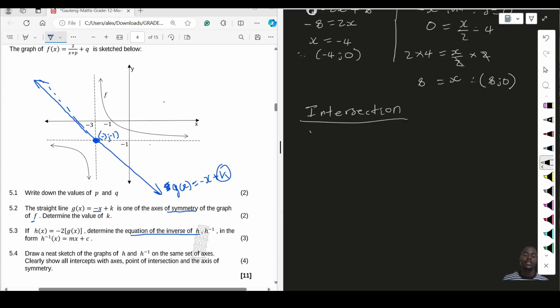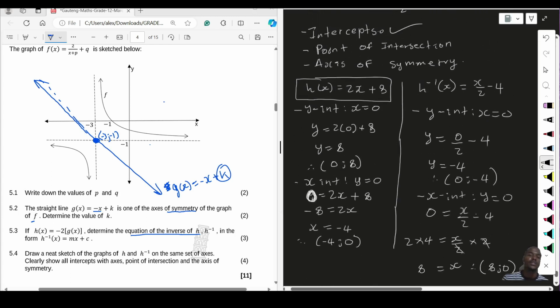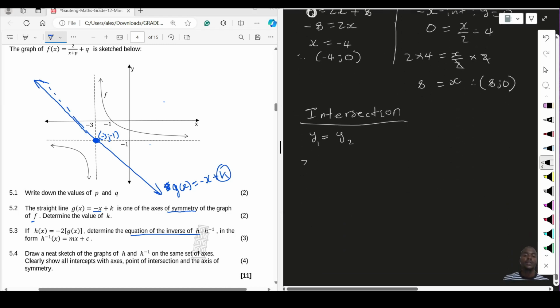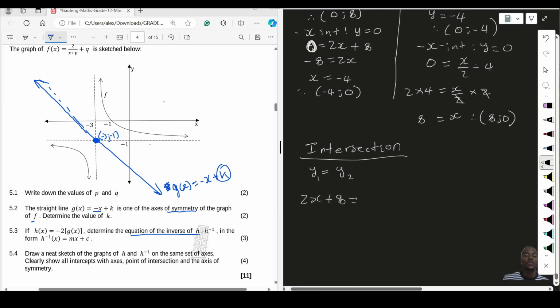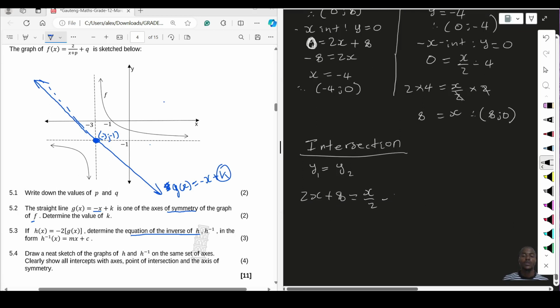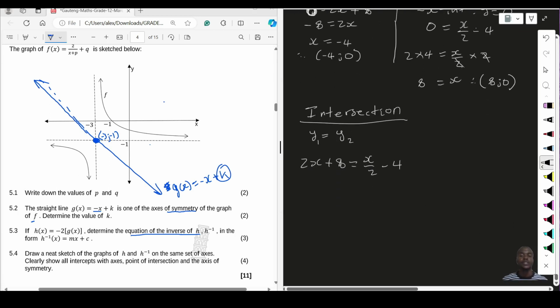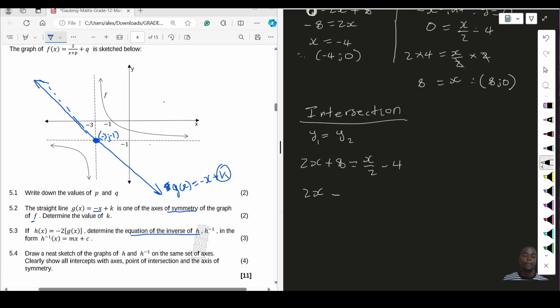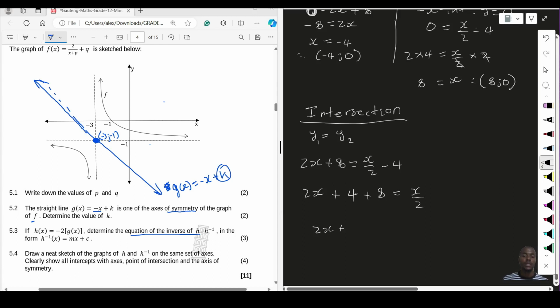For intersection, I can say y1 is equal to y2. So the first one is 2x plus 8 is equals to y2, that's x over 2 minus 4. So now we're solving for x. We must take this minus 4 to the other side. We say 2x plus 8 plus 4 is equals to x all over 2. Then I get 2x plus 12 is equals to x all over 2.